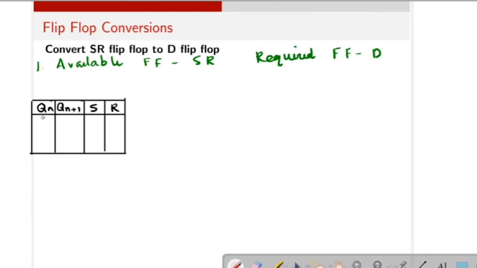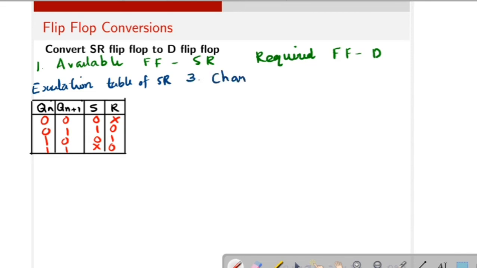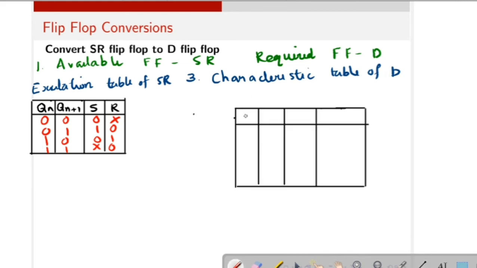So we know what is the excitation table. So here it is 0 0, it is 0 x, 0 1 1 0, 1 0 0 1, 1 1 x 0, right? So this is the excitation table of SR, right? Next we can draw the characteristic table of D. Characteristic table of D flip-flop, right? So this is the characteristic table of D flip-flop.